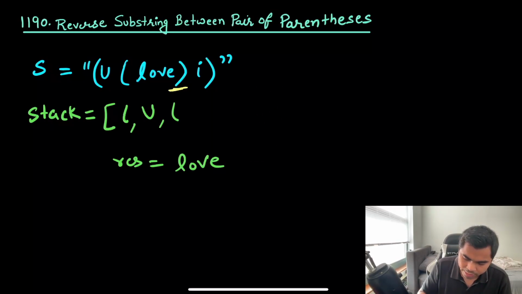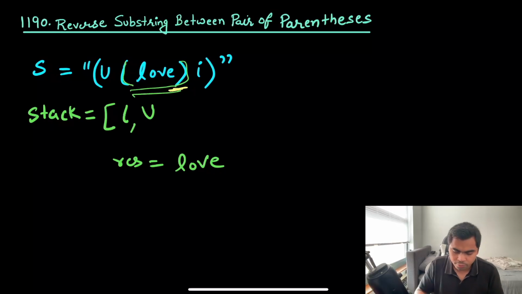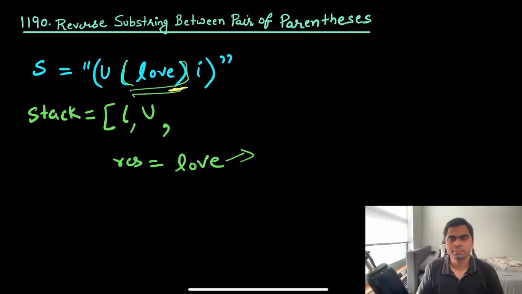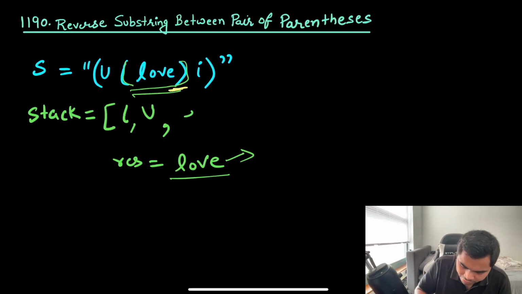This has been popped, and I will also pop this opening bracket as well, because I have just received the entire substring that was between these two brackets. Now I will send this to my reverse function, reverse it, and append it to my stack. I will reverse it using this inner helper function to reverse my result string. After reversing it, I will get E V O L, right? That's done, and I have appended it.